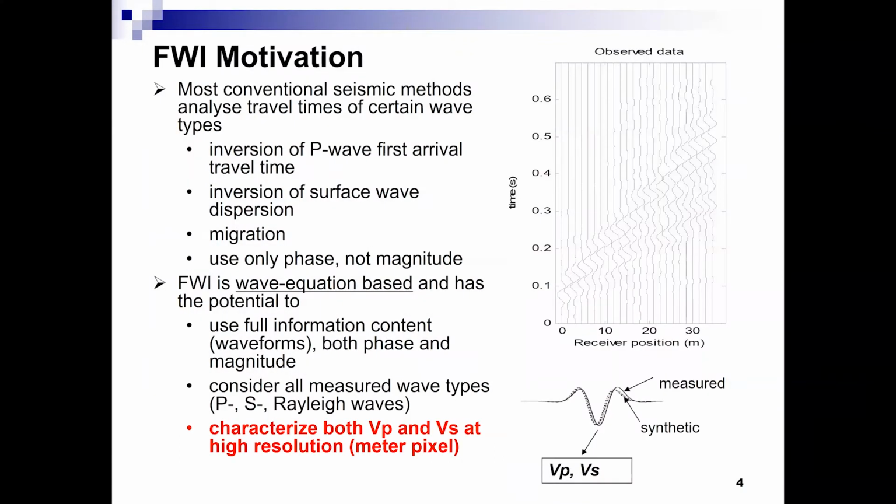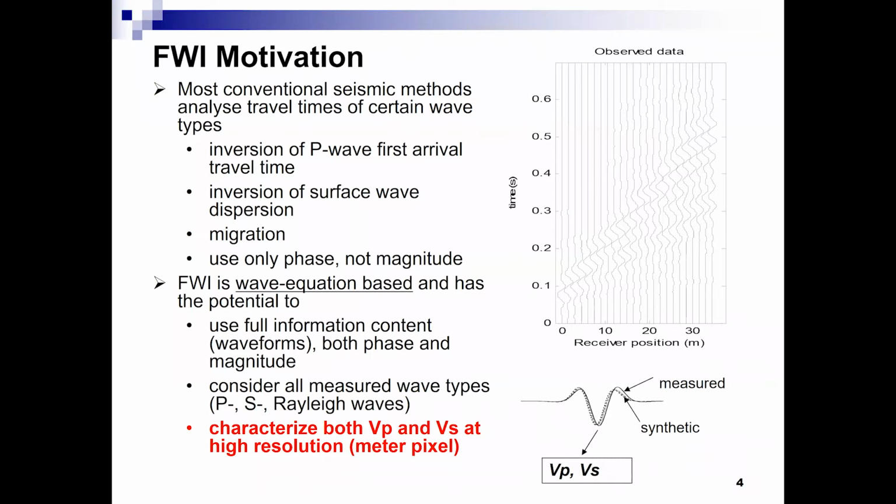I will talk about the motivation of the full waveform inversion. Most of the conventional seismic methods analyze travel time of certain wave types. Refraction tomography uses inversion of the P wave first arrival signal to determine the P wave velocity profiles. Surface wave methods use inversion of surface wave dispersion property to determine shear wave velocity profile. Migration methods migrate the waveform with depth to determine the layer boundaries or the boundary of the anomalies.